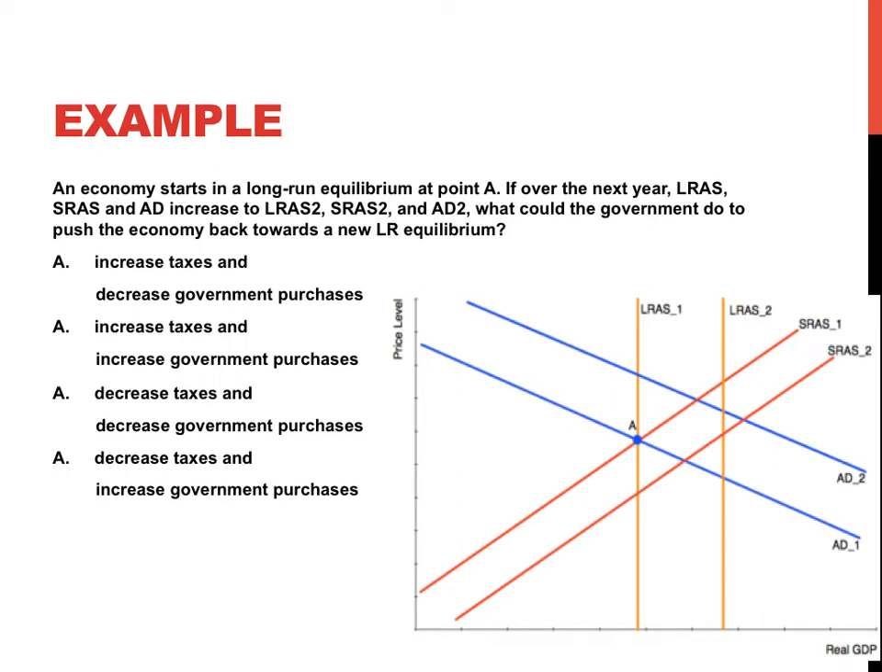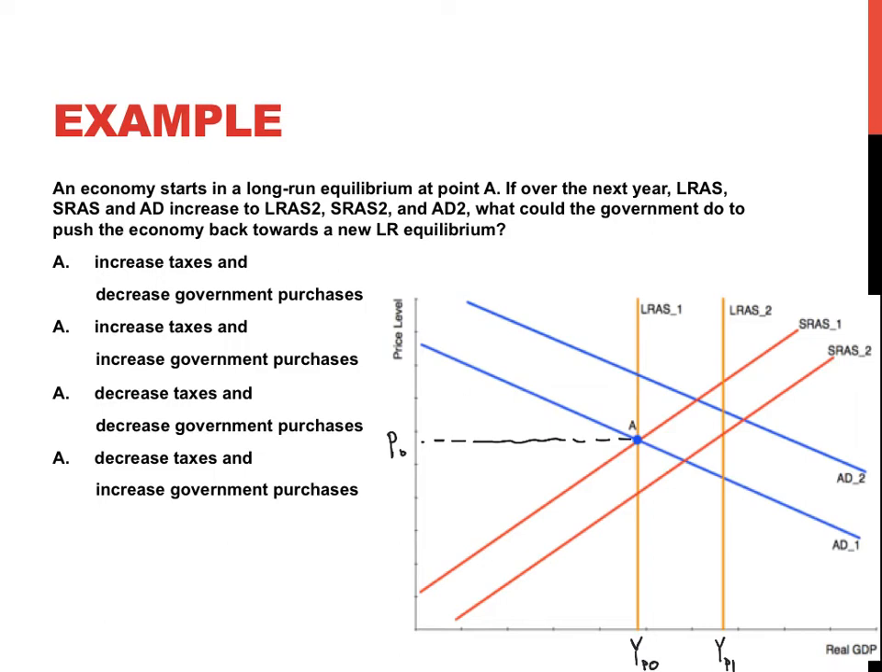Let's do a quick example. An economy starts in a long-run equilibrium at point A. If over the next year, long-run aggregate supply, short-run aggregate supply, and aggregate demand increase to LRAS2, SRAS2, and AD2, what could the government do to push the economy back towards a new long-run equilibrium? Okay, so pause the video and try to answer this question, and then we'll discuss.